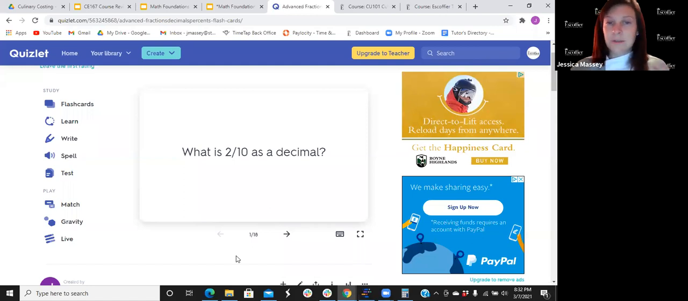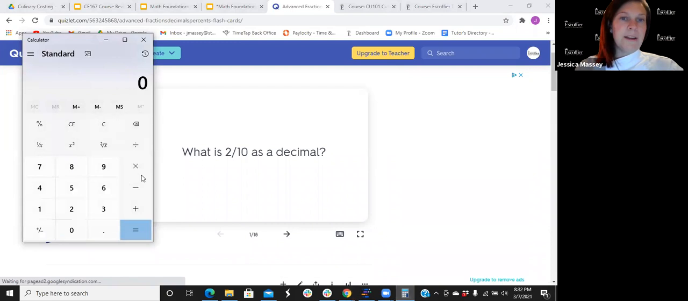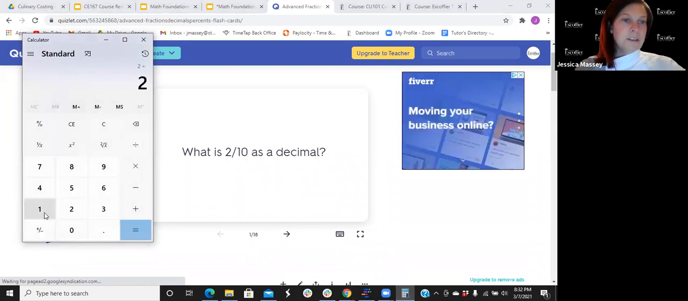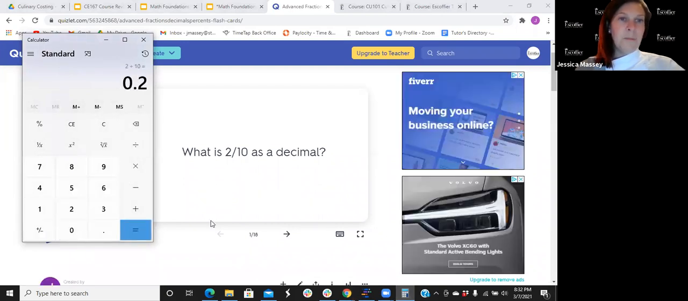So what is 2/10 as a decimal? Again, feel free to throw it in the chat, say your answer out loud. If you don't know how everyone is getting there, then ask, because we can walk you through it better. So you take that 2 and you would divide it by your 10, which gets you hopefully 0.2.